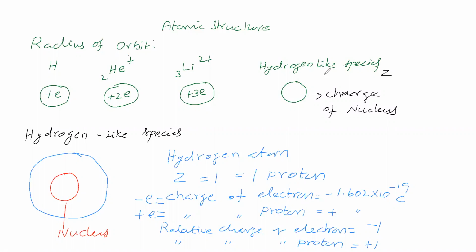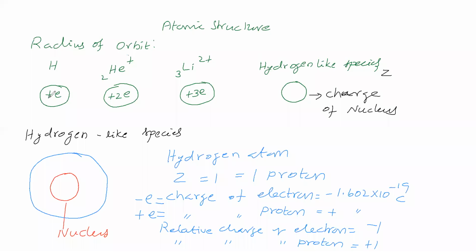Now in general, for hydrogen-like species, the atomic number we can simply denote by the symbol Z. Here we said atomic number 1, here atomic number 2, here atomic number 3. But in general we cannot state the atomic number unless the species is mentioned, so in general we have to say Z.